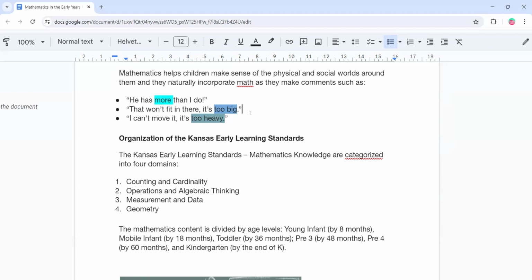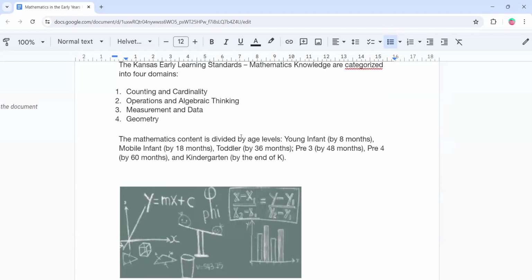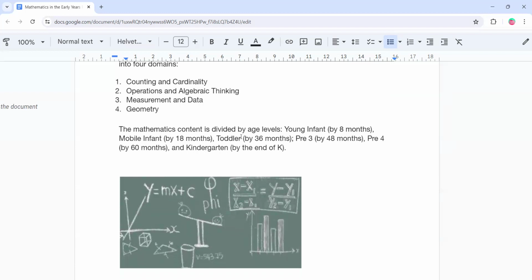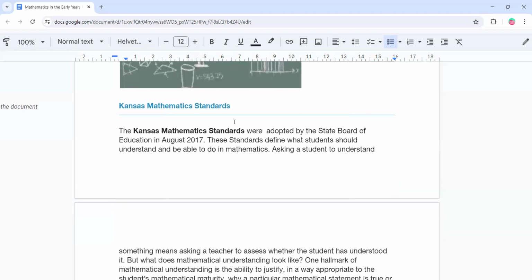The mathematics content is divided by age levels. Young infants is children up to the age of 8 months. Mobile infants is children up to the age of 18 months. Toddlers, children up to the age of 36 months. Pre-3 is children up to the age of 48 months. Pre-4 up to 60 months. And kindergarten is by the end of K. Those are the age levels that are identified in the early mathematics field.